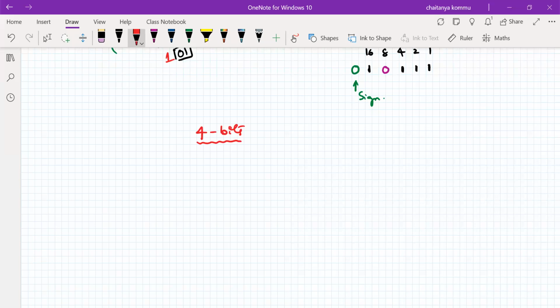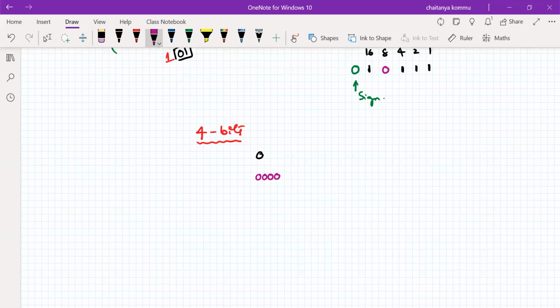Then in sign magnitude numbers, the question is you have to understand. I'm asking one question. If I'm using 4 bits, how many sign magnitude numbers can be represented? How many possible digits can we represent? See here, we use 4 bits. Can I represent 0? Yes. The value is 0 0 0 0.